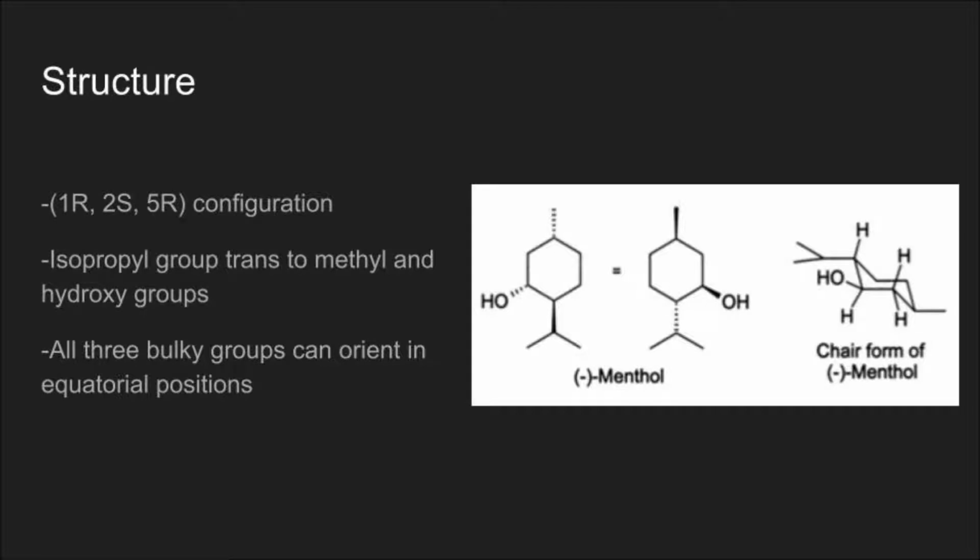It is the levo form, which means that it's the compound that rotates the plane of polarized light to the left, while the d isomer of menthol in the top left-hand corner rotates the plane of polarized light to the right.